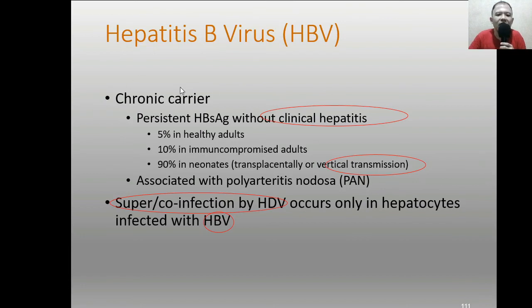The carrier is HBs positive without clinical hepatitis, without signs and symptoms, and it's very common among vertically inherited hepatitis B. And next are the patients that have gotten this infection horizontally, associated with polyarteritis nodosa, because I think it's 30% of patients with polyarteritis nodosa have hepatitis B. Superinfection or co-infection with Hep D occurs only in hepatocytes infected with Hep B. So Hep B and D go hand in hand.